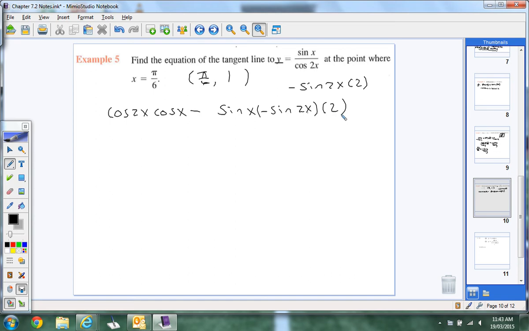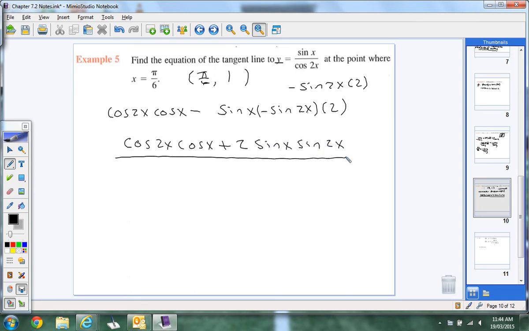So what I'm going to do real quick here on top, for we put low squared, is I have a 2, a negative, and a negative. So I'm going to make that a positive 2. Okay, so this is what we have: cosine 2x, cosine x, plus 2 sine x, sine 2x. That's what we have on top. Our bottom is cosine 2x squared.